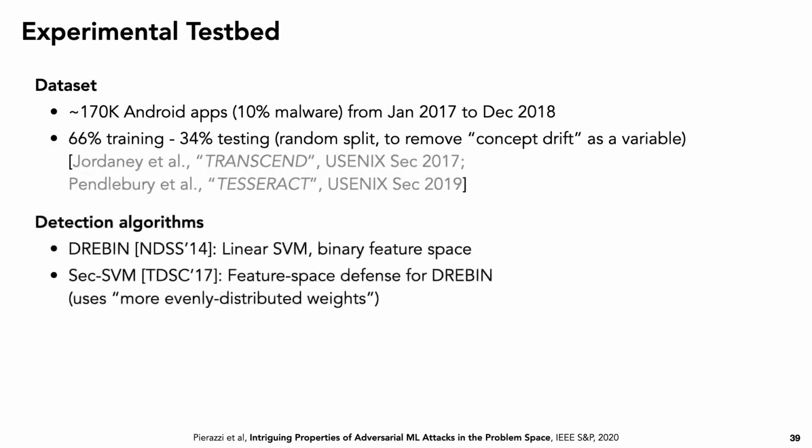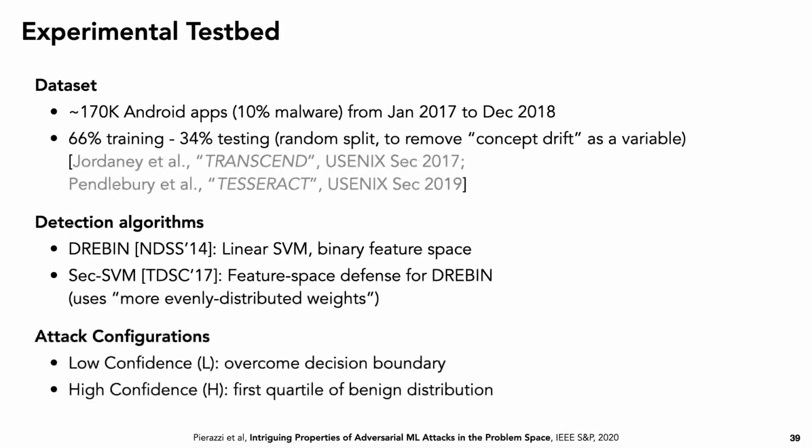Then we choose two target classifiers. We choose Drebin, a linear SVM with a binary feature space, which is shown to still have state-of-the-art performance, and which also has a secure variant, SecSVM, which clamps the feature weights in order to force an attacker to make more and more perturbations than they would otherwise, because the feature weights are more evenly distributed. And then we use two confidence levels, one where we just cross the decision boundary, and a high confidence setting in which the new app lands much deeper within the benign region.